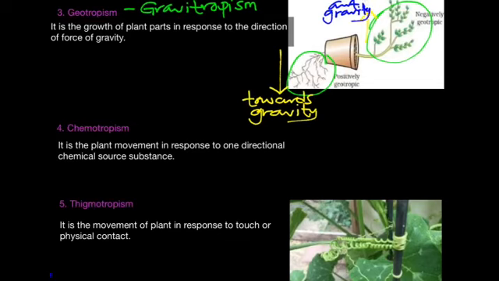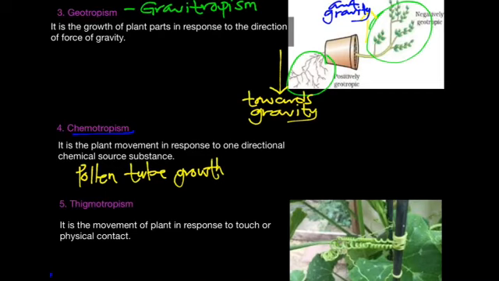Now the next one is chemotropism. It is a plant movement in response to a one-directional chemical source. A very good example is pollen tube growth. Pollen tube growth usually grows towards chemicals or substances that have been secreted by the stigma and the ovule or the embryo sac. So that is a good example of chemotropism.